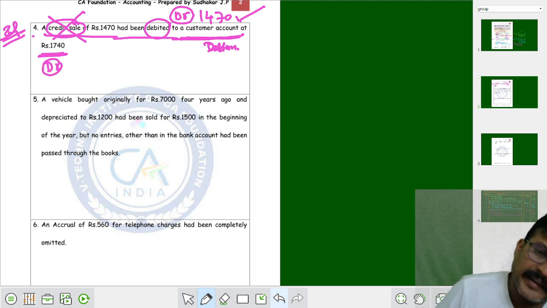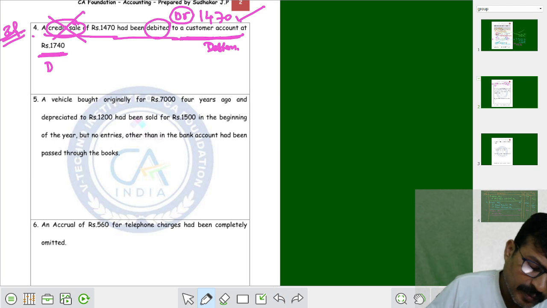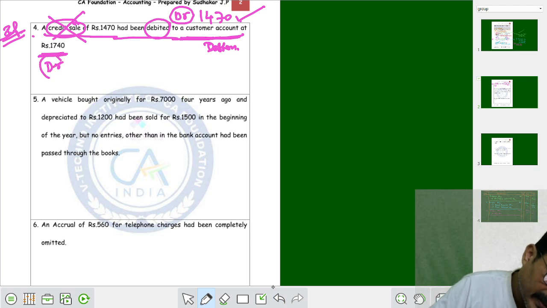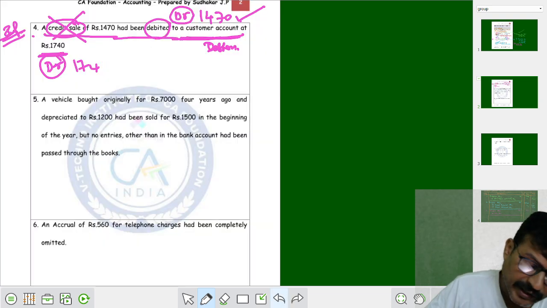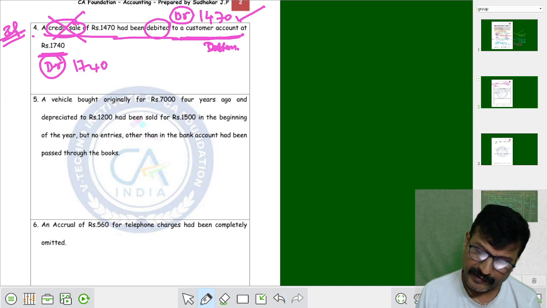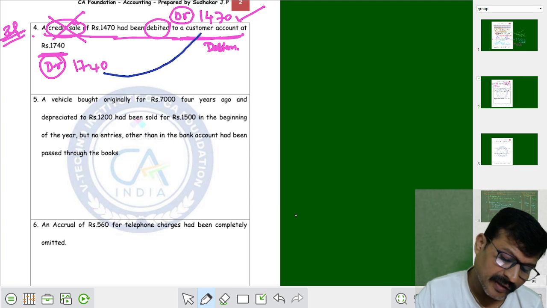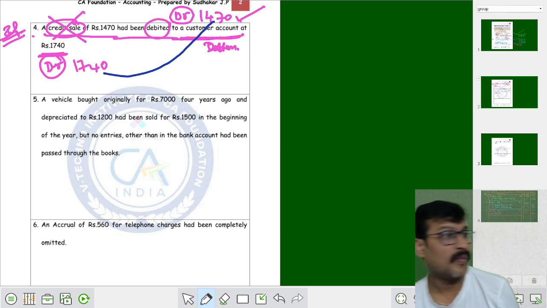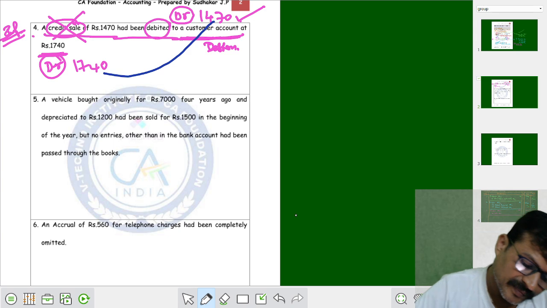You have debited, but how much have you taken? 1,740 you have taken to the debtors account. Actually, we have to record only 1,470, but you have recorded 1,740. What happened? Work out the difference. The difference comes to how much? It is rupees 270, right?